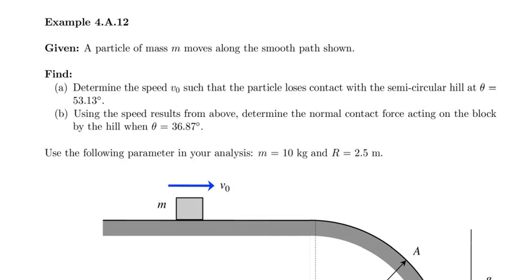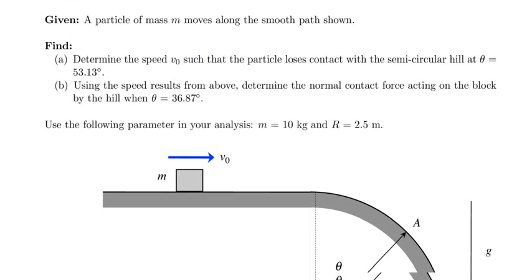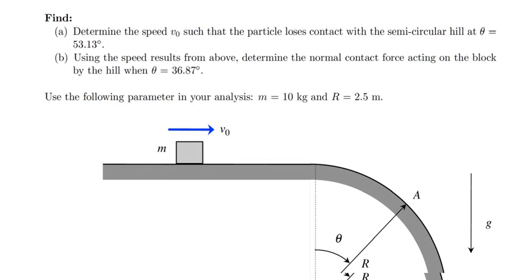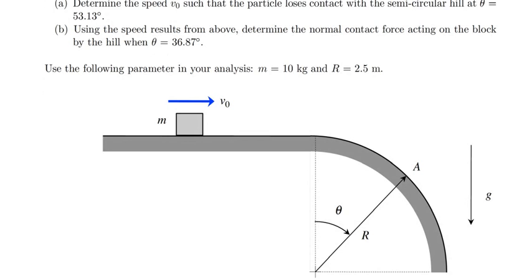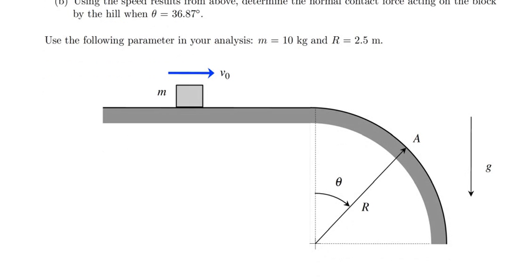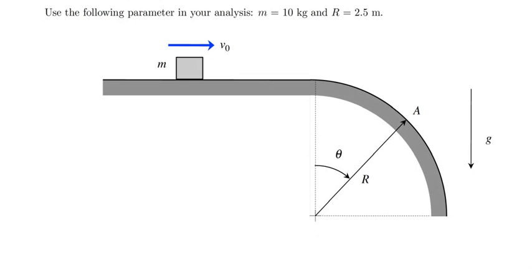Okay, so in this problem we have a particle of mass m, which moves along the smooth path shown. We're asked to determine the speed v0 such that the particle loses contact with the semicircular hill at a given value of theta, and to also use the result to determine the normal contact force acting on the block at a different value of theta.